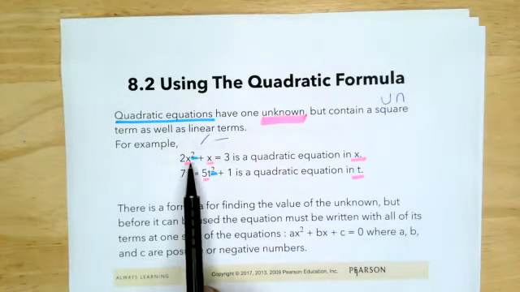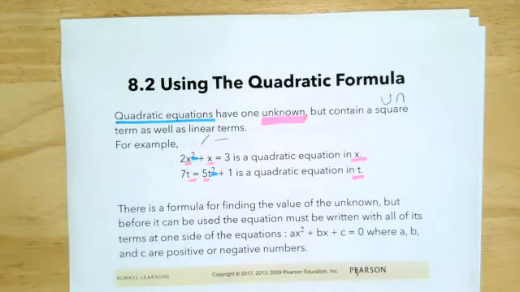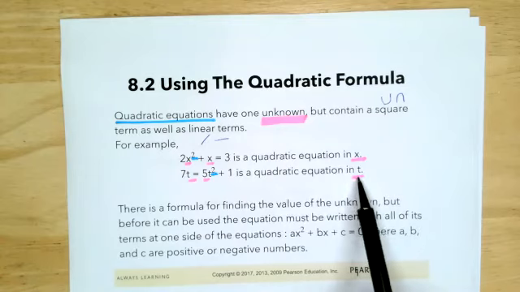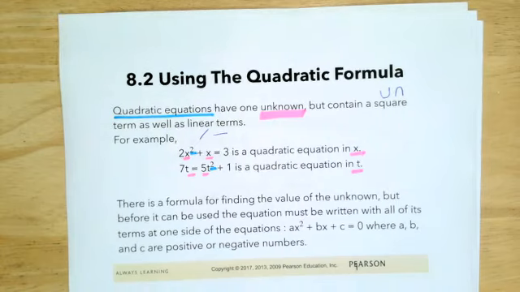2x squared plus x equals 3 is a quadratic equation in x. 7t equals 5t squared plus 1 is a quadratic equation in t. It just means the variable we named it t, here the variable we named it x. There is a formula for finding the value of the unknown.